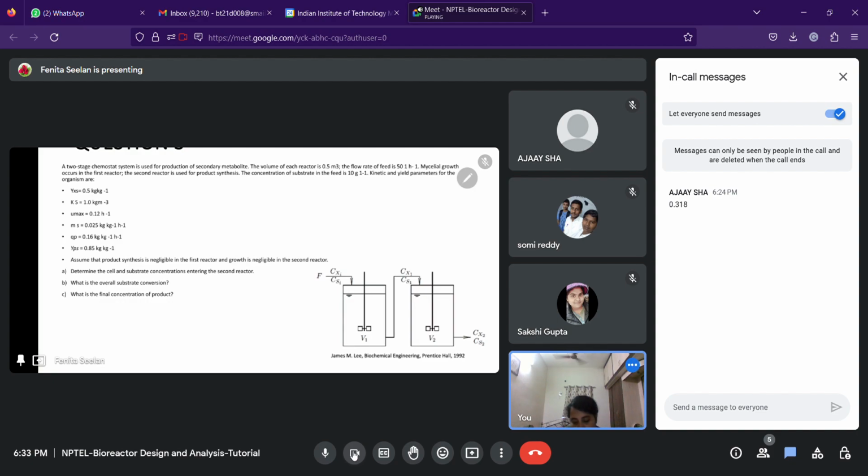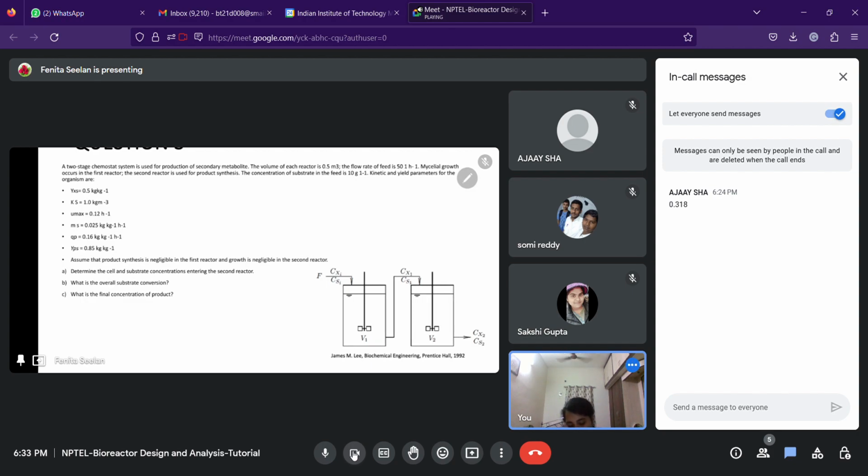So it is a two-stage system where the cells are grown in one reactor, and the cells will be transferred to the next reactor to synthesize the product. The concentration of the substrate feed is 10 gram per liter. Kinetic and yield parameters are given here. You can note down the given values. We have to assume the product synthesis is negligible in the first reactor and the growth is negligible in the second reactor.